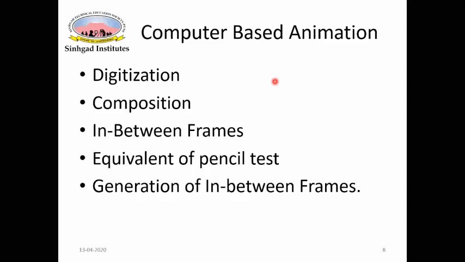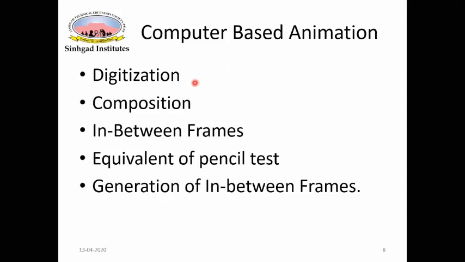Let us see the basic steps needed in computer-generated animation. The first one is digitization, then composition, in-between frames, the equivalent of the pencil test, and generation of those in-between frames. Generation of in-between frames and the pencil test, we already saw in the previous slides. The new things here are digitization and composition. So what is digitization?